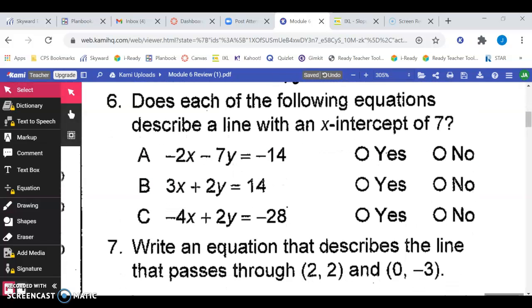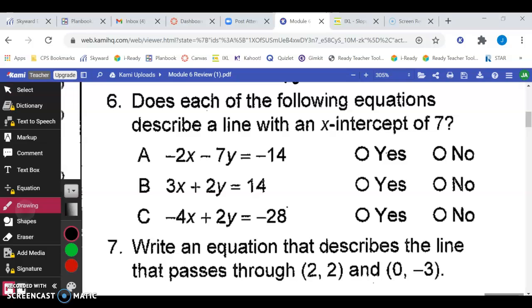Does each of the following equations describe a line with an x-intercept of 7? If we plug in 0 for our y, we should get out that x is 7. So if I put 0 in for y, this middle term is going to cancel out because anything times 0 is 0. So I'm going to have -2 times something is -14. Well, that would be 7. So yes, this has an x-intercept of 7.